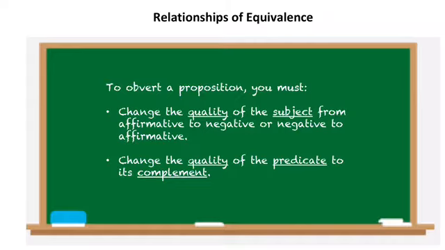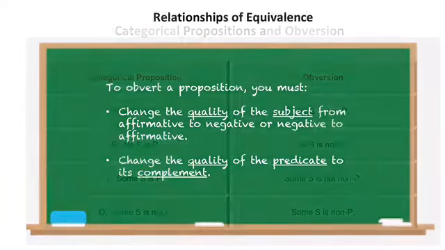To obvert a proposition, you must do two things. First of all, you have to change the quality of the subject from affirmative to negative or negative to affirmative. Remember, quality is what talks about affirmative or negative. Okay, so you got to change the quality of the subject. And then the second thing to do is to change the quality of the predicate to its complement. And that's something a little bit different, so let's talk about what that actually means.